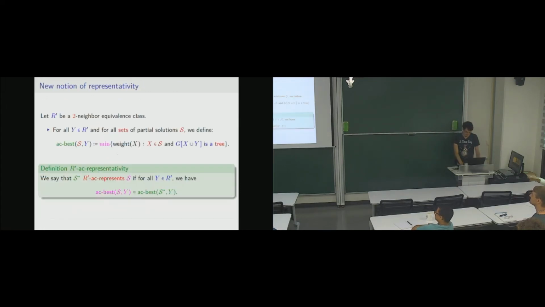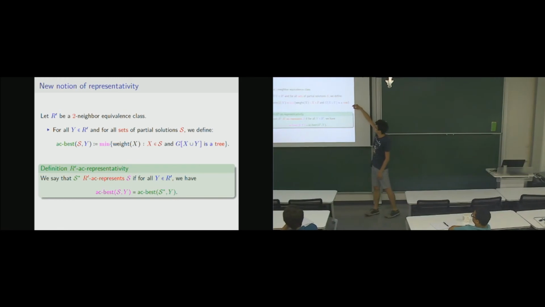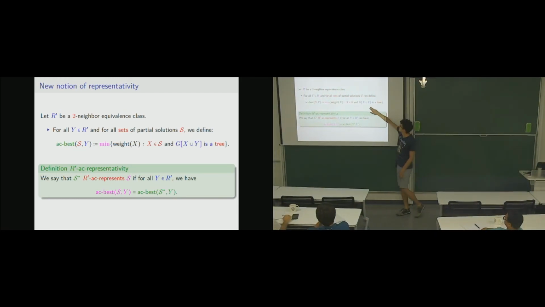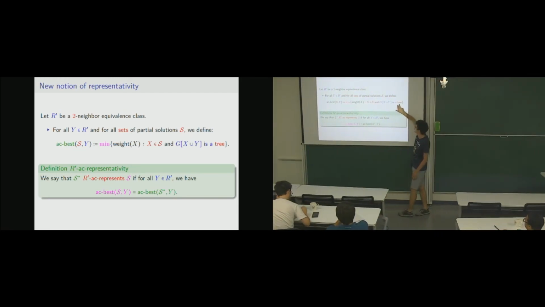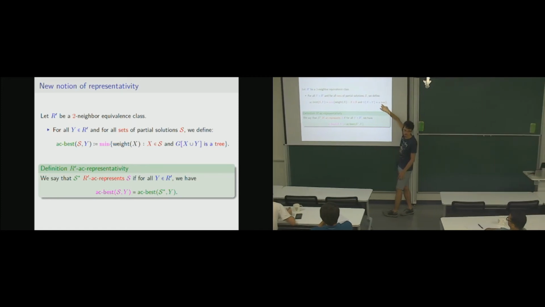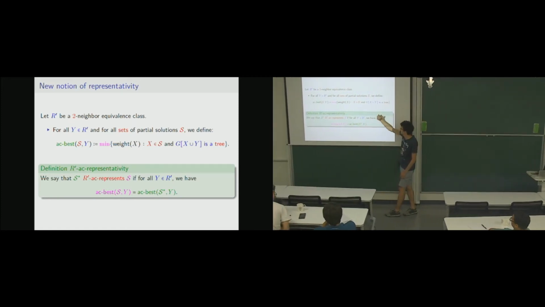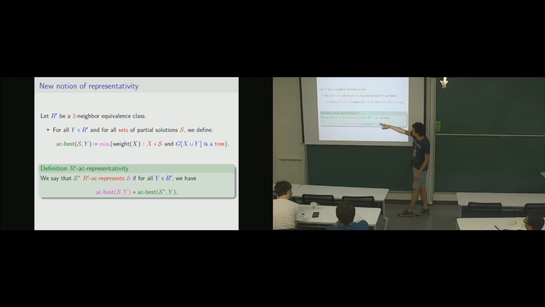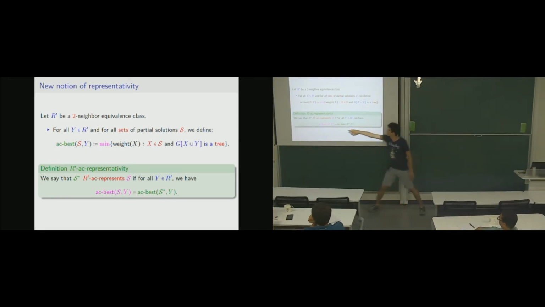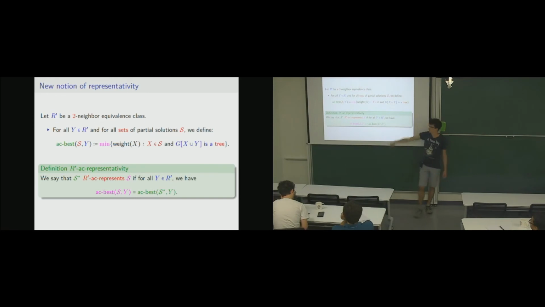For the acyclicity we define this notion also. It is always the same. Instead of connected we say a tree, right? We just add the acyclicity constraint, and it is always the same. So we have this representation, and we have this equality.